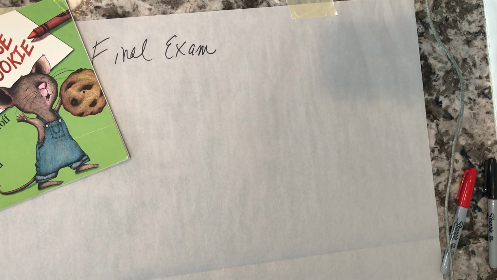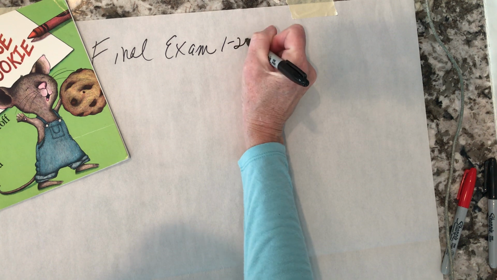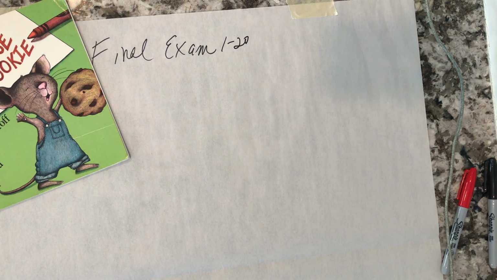All right, we are looking at the final exam, just 1 through 20. This matches what is on your MyMathLab, 1 through 20. It doesn't exactly match the final review that I've given you before because we're leaving a lot of them out.